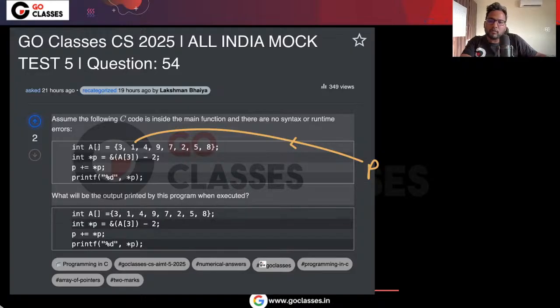Now what they are saying: P plus equal to star P. Star P is actually 1. Now P will be pointing to this. You will be incrementing this. In the next step, P is pointing to this. I think this is okay; by mistake I took the screenshot 2 times, so I will just remove it. So now P is pointing to this, right? Now they are saying to print it. So the value that is getting printed is 4. Okay, so that's an easy one.